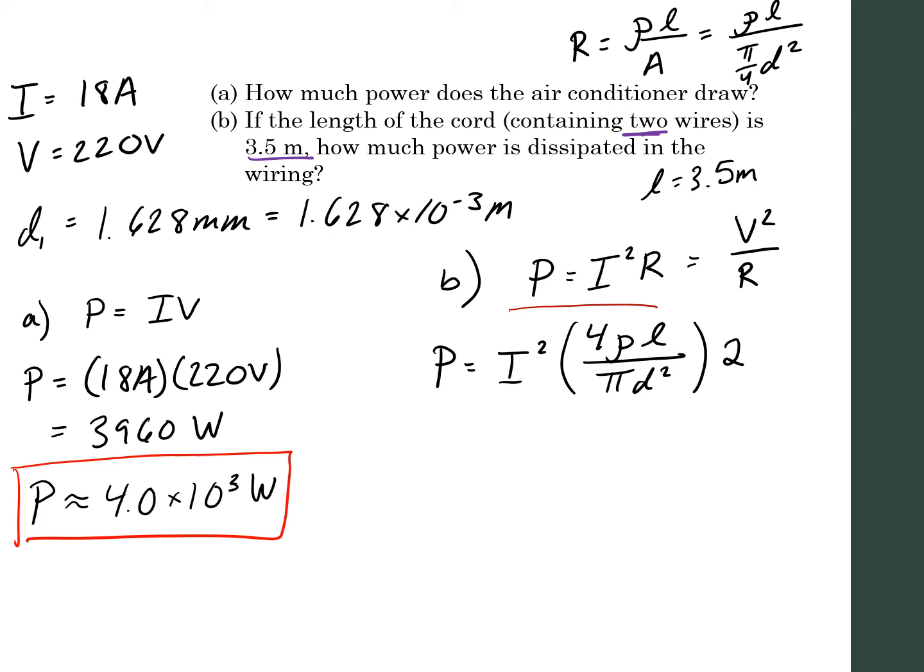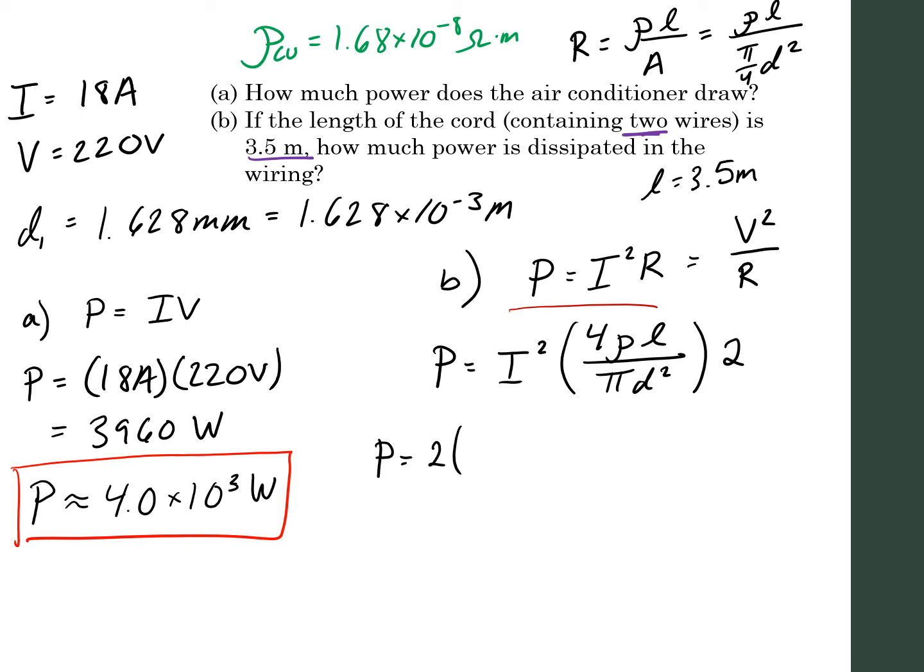All right, so now I have all my information. I can look up the resistivity of copper. It's 1.68 times 10 to the negative 8 ohm meters. That's from table 18.1. So I can plug everything in. For the sake of space, I am going to be dropping all of my units.